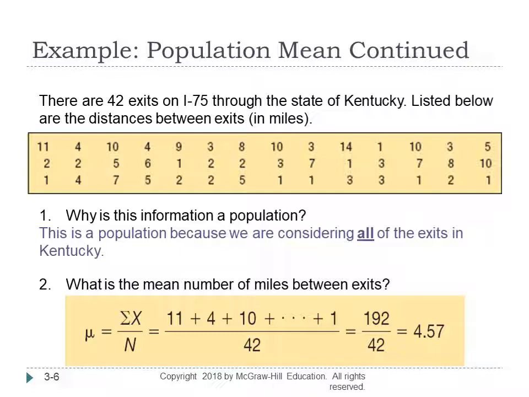To calculate the mean number of miles between exits, just apply the definition. Mu is the sum of x divided by n. So we add all the values, divide by 42 because n is equal to 42. The number of data values is equal to 42. The sum is 192. We divide that by 42. The result is 4.57. The units here should be miles. Then the mean number of miles between exits is equal to 4.57 miles.